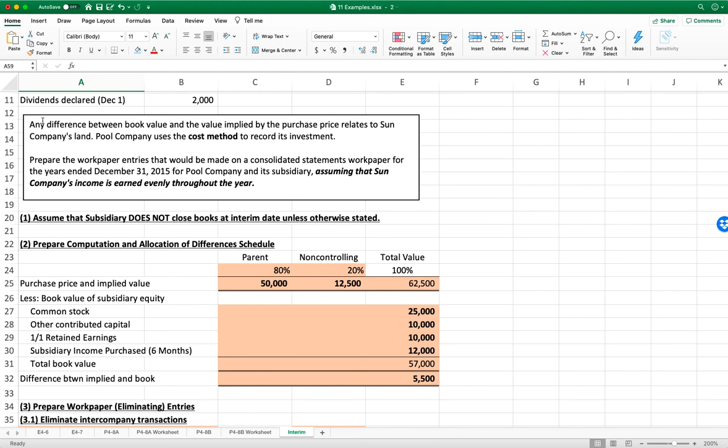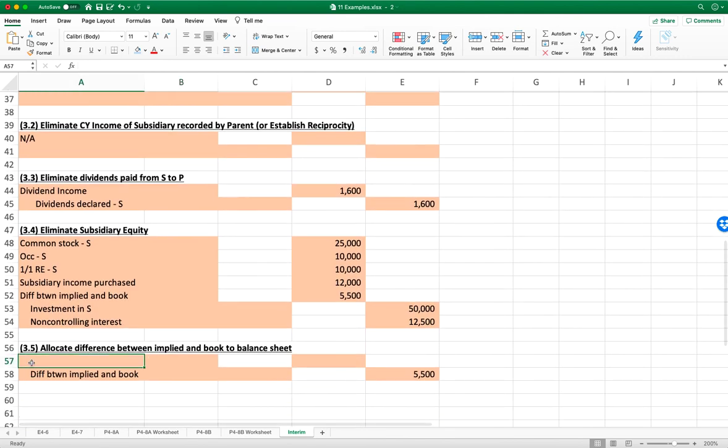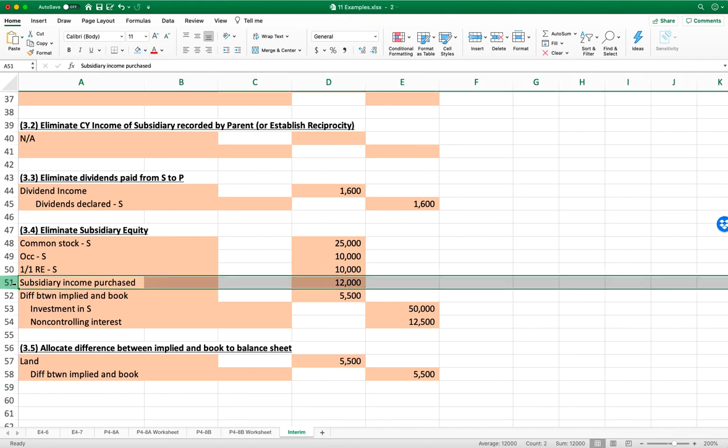And they tell us that any difference between the book value and the value implied by the purchase price relates to Sun Company's land. So they're telling us that entire difference between implied and book should go to a fair value adjustment to write up land. So the only real difference here is that we need to remember in an interim acquisition to treat any income earned before the acquisition date as subsidiary equity. If we don't do that, our calculation of our difference between implied and book is going to be incorrect.